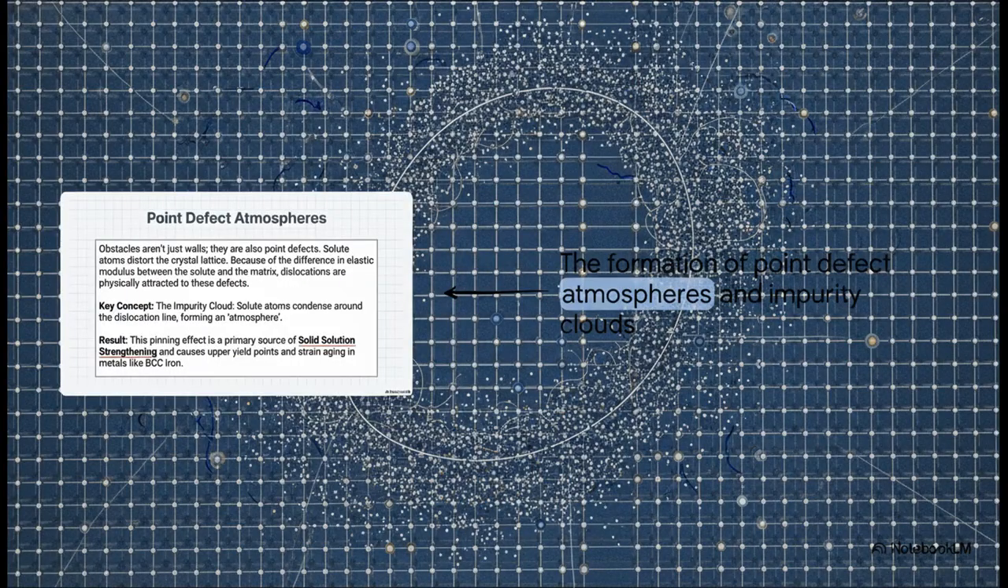You see, obstacles aren't just macroscopic walls like those grain boundaries we just talked about. They're also microscopic point defects. Because solute atoms, which are basically impurities purposely added to an alloy, distort the crystal lattice around them, dislocations are actually physically attracted to these defects. They do this to relieve their internal strain energy. So they all condense together to form this sort of impurity cloud or atmosphere, completely wrapping around the dislocation line.